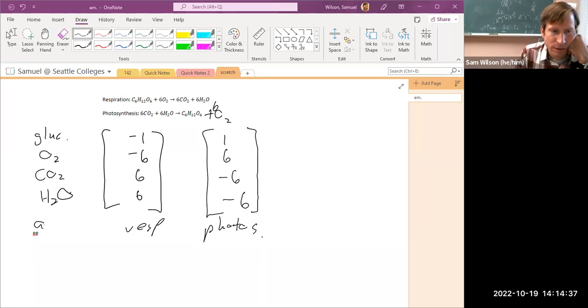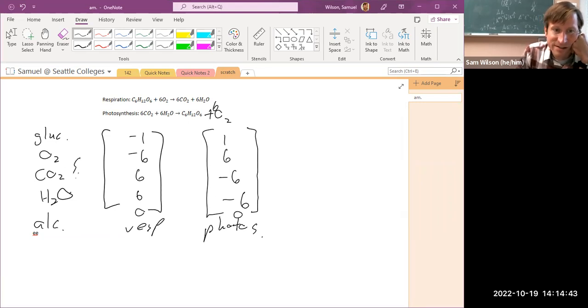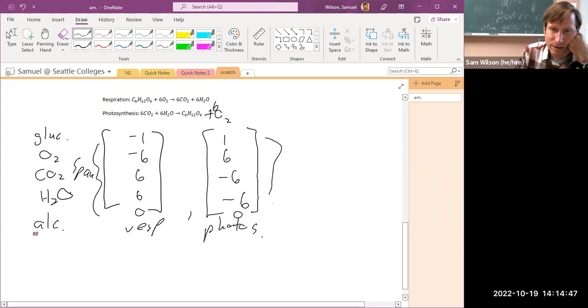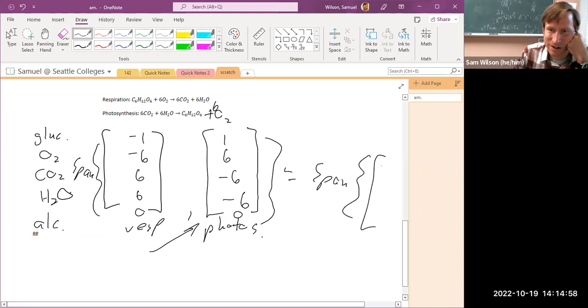So we could add one last entry for alcohol, but it's going to be 0 for both of these. So if we take the span of these two, since the second one is actually just the negative of the first one, this is actually just the span of just the first one, -1, -6, 6, 6, 0, right?